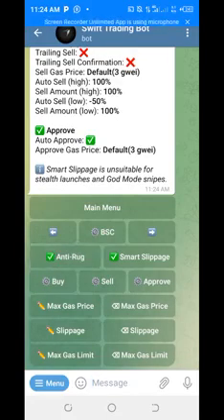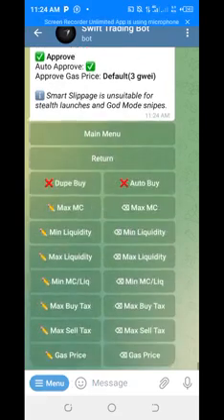Then the next thing is to set up the buy and the sell. You click on the buy. Now you have your auto buy. If you turn on auto buy, that means whenever you paste a CA on this bot, you automatically buy it. Understand? So it's usually advised not to do it, because you might mistakenly paste the wrong CA and your bot will buy it automatically.